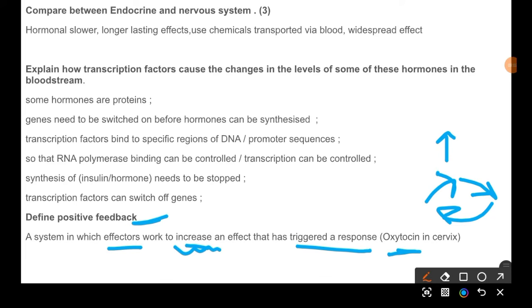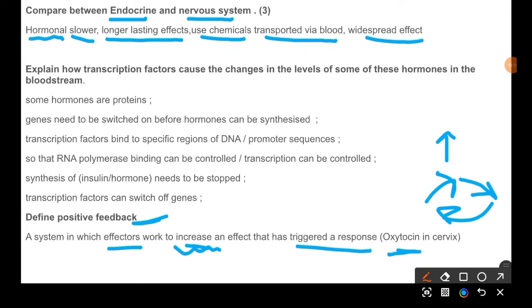And now a 3-mark question: compare between endocrine and the nervous system. The endocrine or hormonal system is slower, it has longer lasting effects, it uses chemicals transported by the blood, and it has more widespread effects.